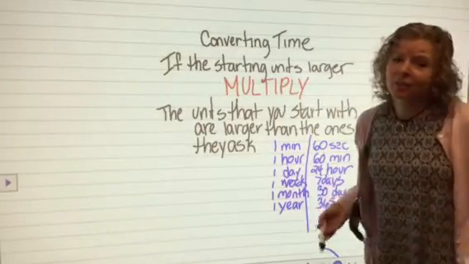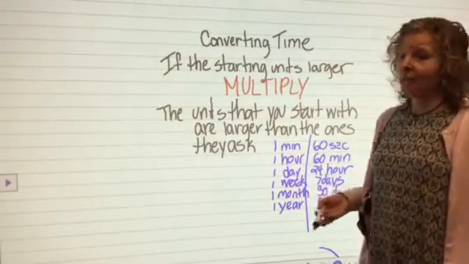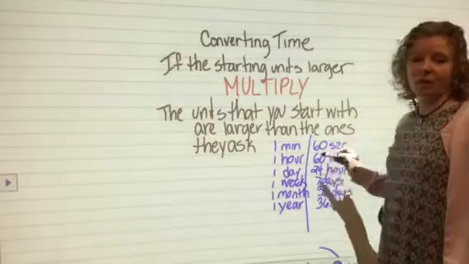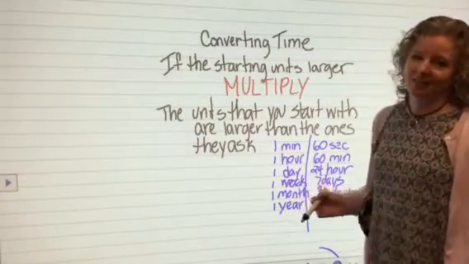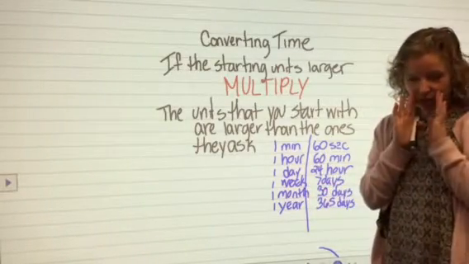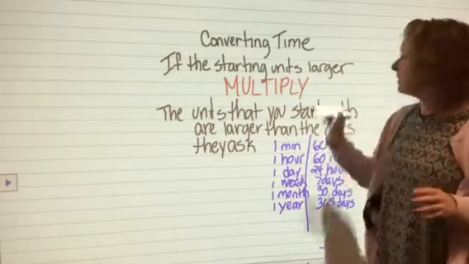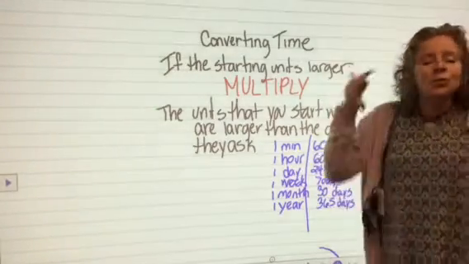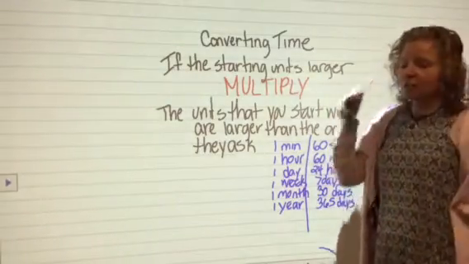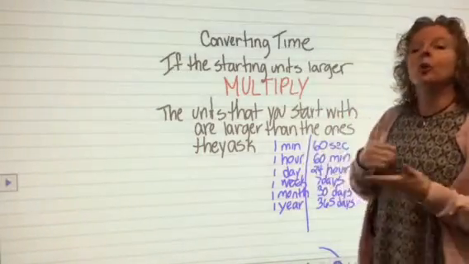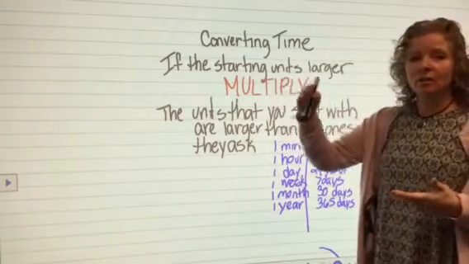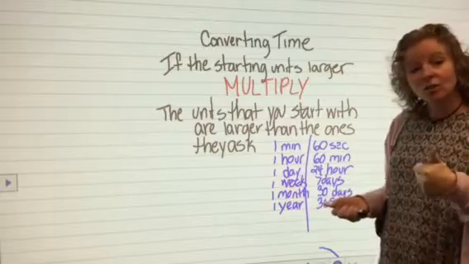Now sometimes they're going to try to trick you up and they're going to start with the smaller one. They're going to start with the opposite. If they start with the opposite, you do the opposite of multiplication. But if you just remember, if the starting unit's larger, multiply, you'll know what to do when it's larger, and if it's smaller, just do the opposite. You guys can do this.